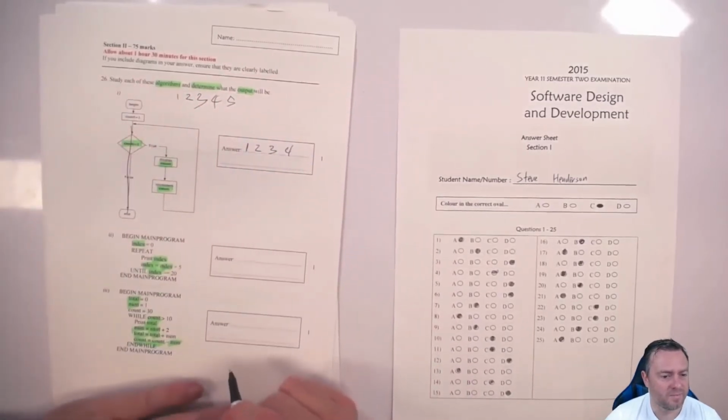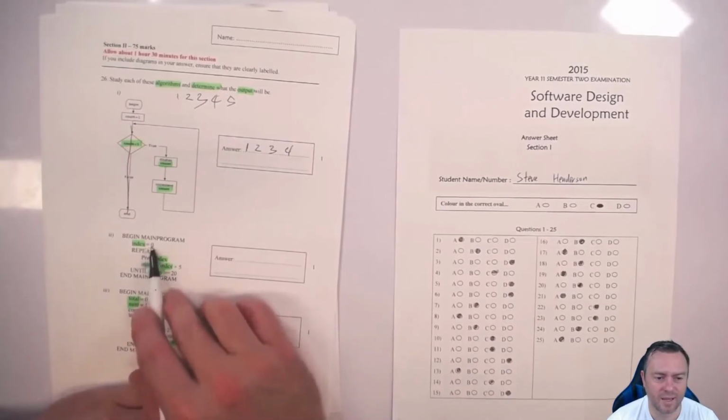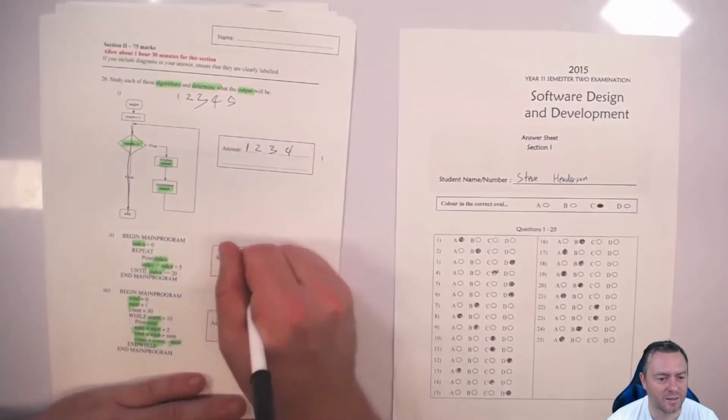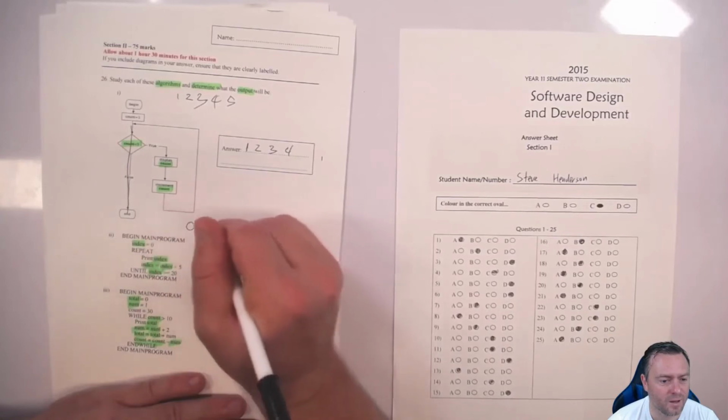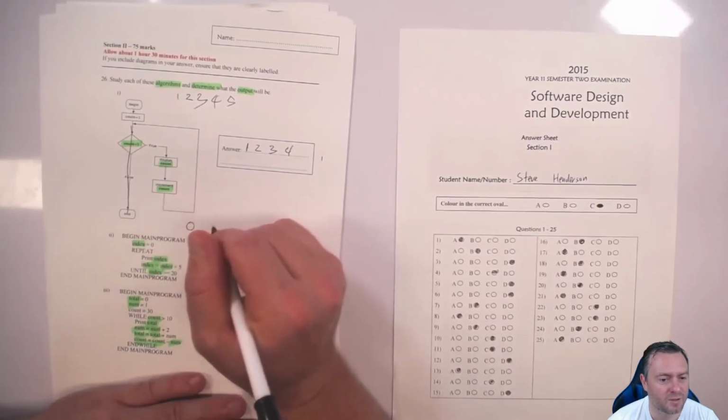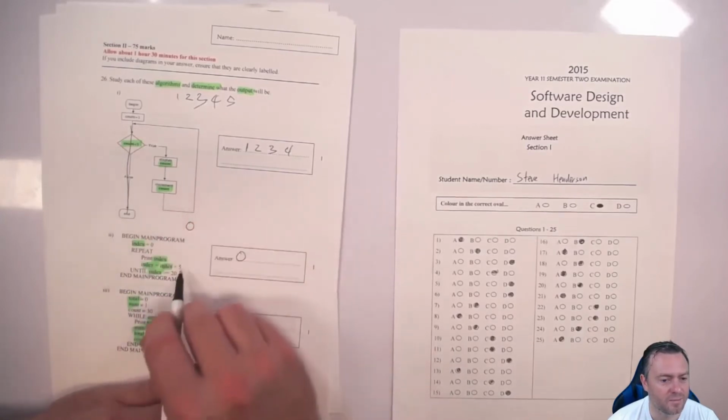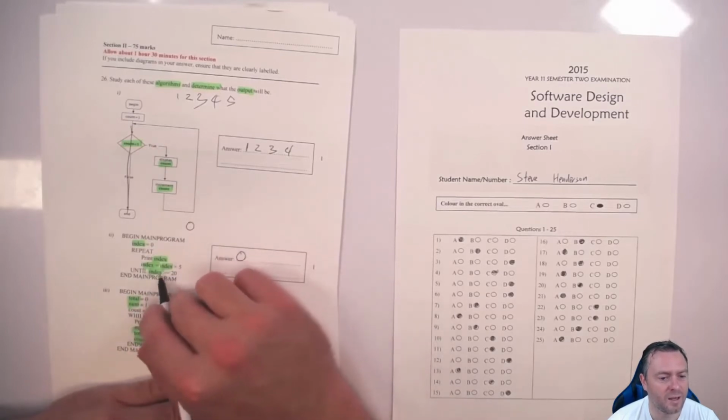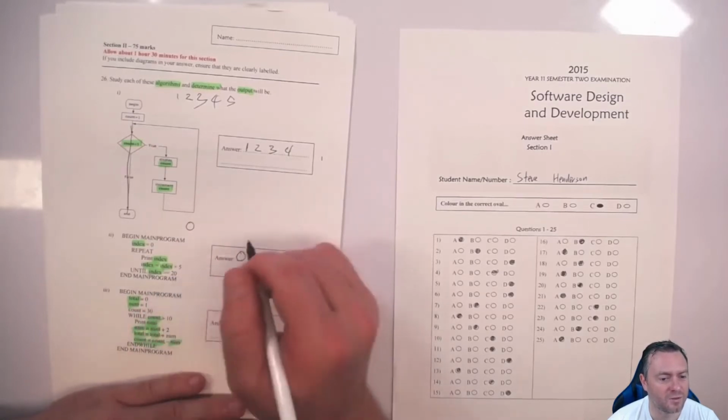The next one, same thing again, so we're repeating. So we've got index, so index started at 0. We're then going to add 5 onto it, so then it's going to go 5, 10, 15, 20, and then when 20 is greater than or equal to 20, it's going to exit.